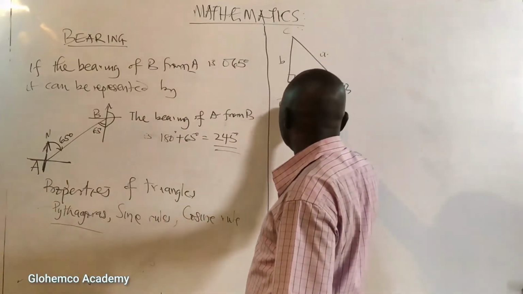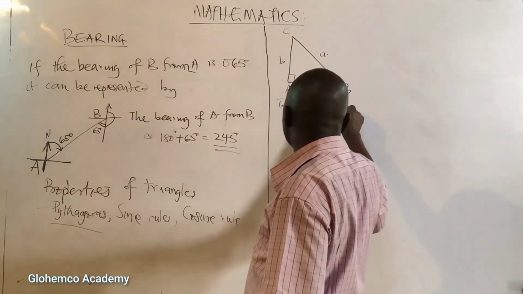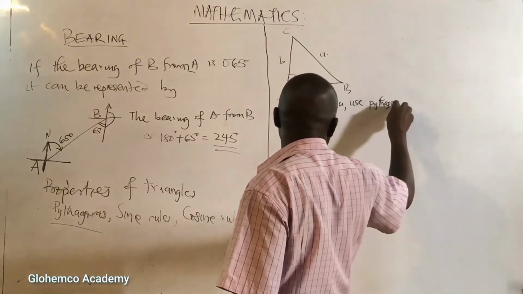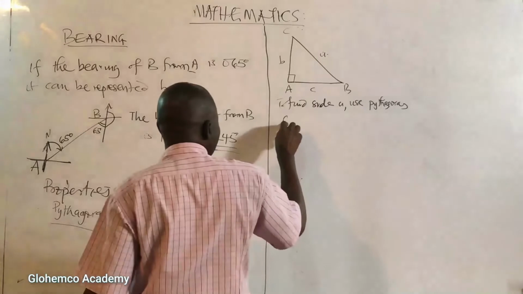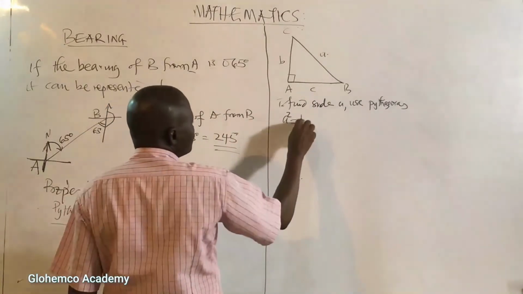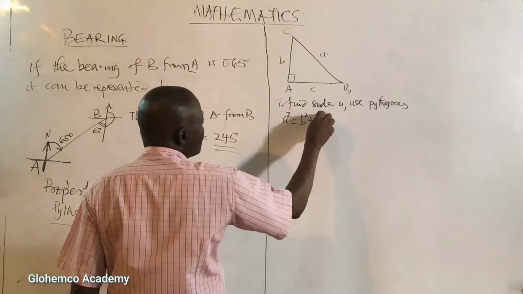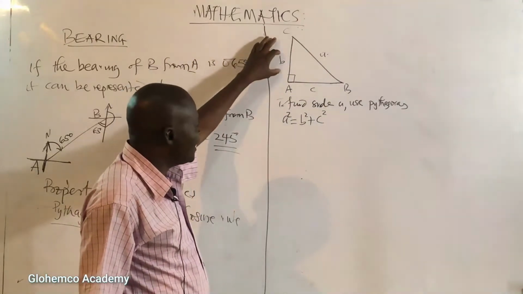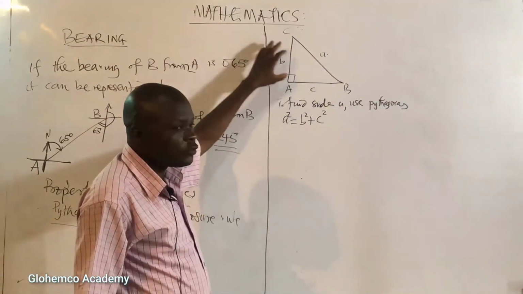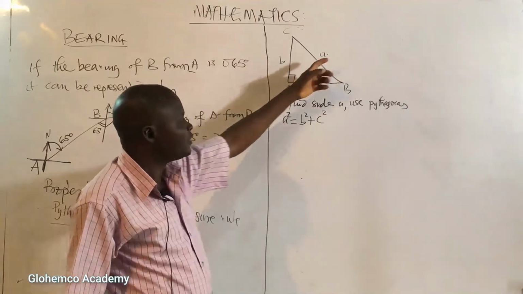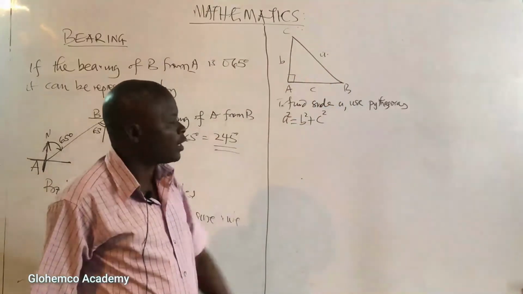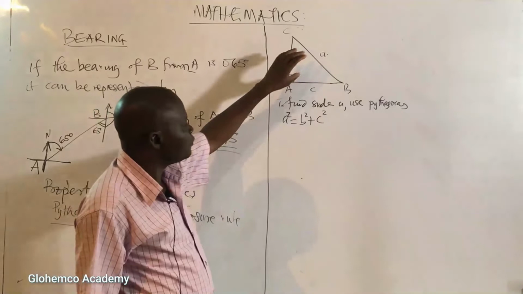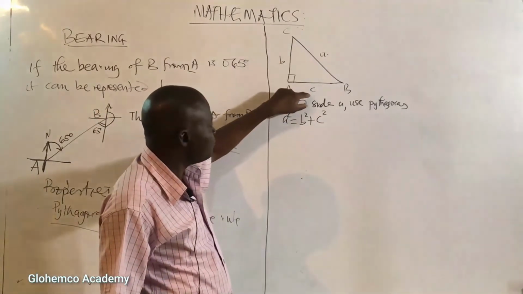So let's say we want to find side A, then you will use Pythagoras here. Use Pythagoras rule, which says that A squared equals B squared plus C squared. That means before you can say you want to find A, you must have been given the value of B and C. Once you know the value of B and C, you will use it to find the side A using Pythagoras theorem.